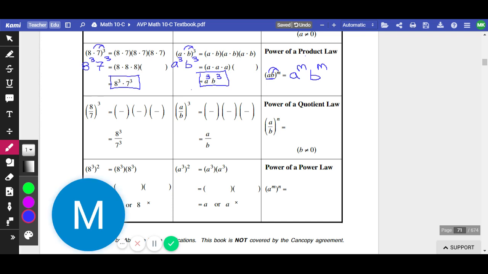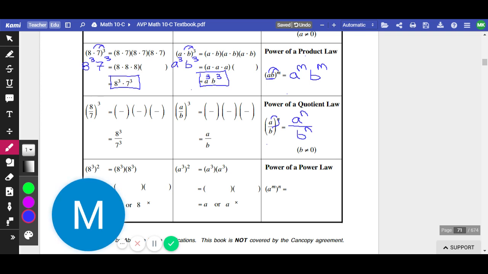The multiplication law inside the brackets is the exact same as the division law inside the brackets. So when you see division inside the brackets, the same rule can still work, which means the exponent goes to each thing. Again, you can't have any subtraction or any addition. So that becomes a to the n divided by b to the n. That's the technical rule, the law. It doesn't work with addition or subtraction.